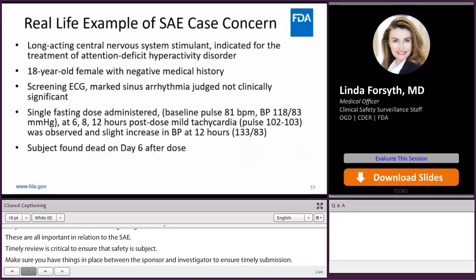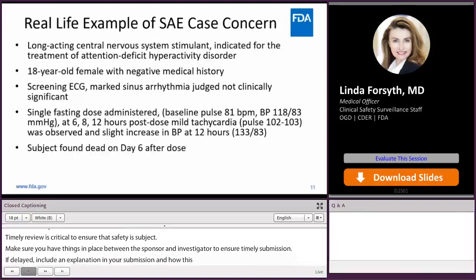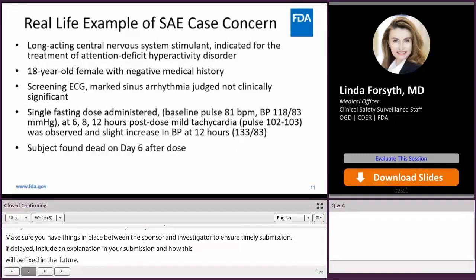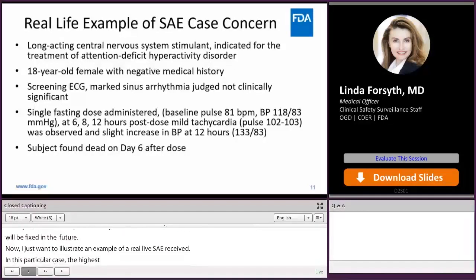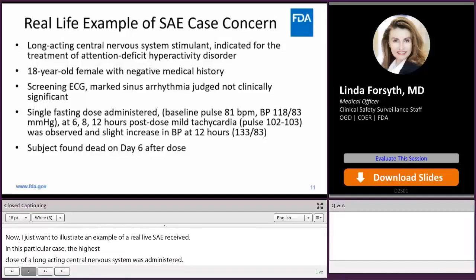Now, I just want to illustrate an example of a real-life SAE we received. In this particular case, the highest dose of a long-acting central nervous system stimulant was administered. This was indicated for the treatment of attention deficit hyperactivity disorder, and this was in an 18-year-old female with an unremarkable medical history in a study for healthy volunteers.